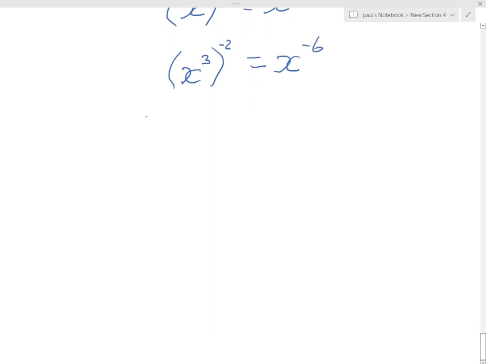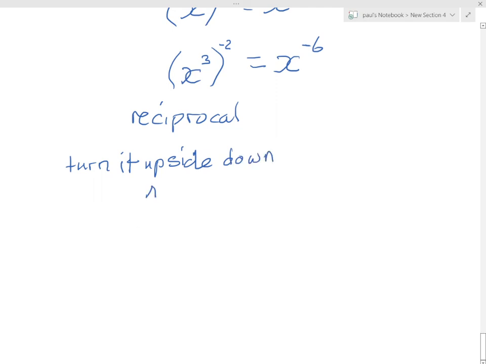So that brings us on to something called the reciprocal of a number, because we need this when we're dealing with negative powers. So the reciprocal: turn it upside down. We'll have the number and then the reciprocal of that number. So we have 3/4. The reciprocal, turn it upside down, is 4/3. That's it, turn it upside down.